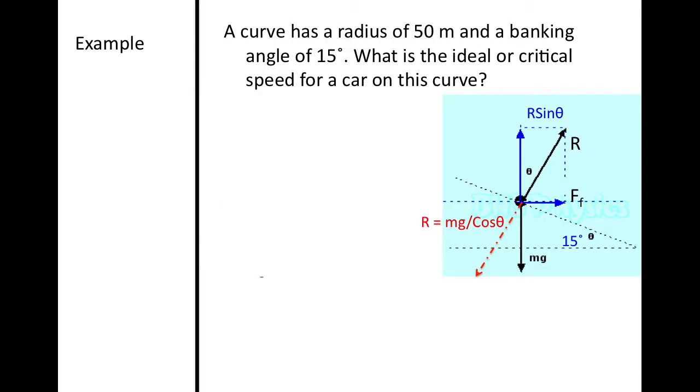For example, a curve has a radius of 50 meters and a banking angle of 15 degrees. What is the ideal or critical speed for a car on this curve? In my free body diagram, I made my car turn to the right.